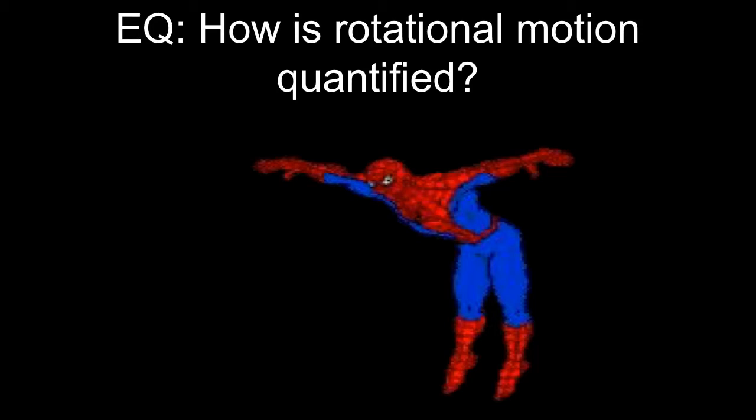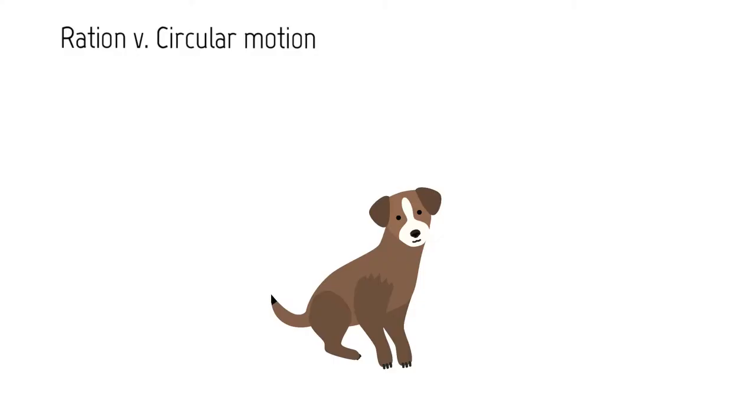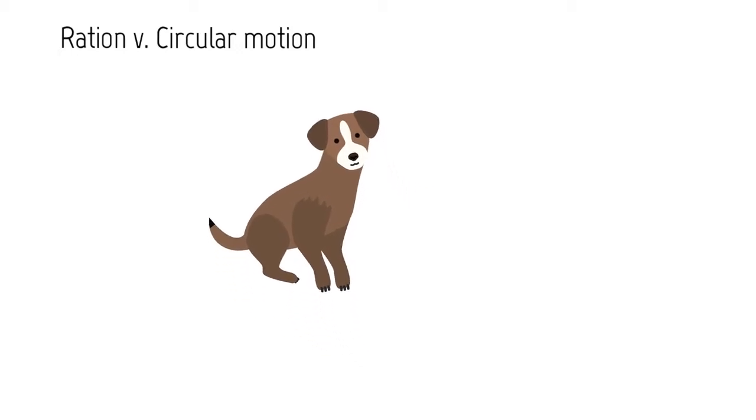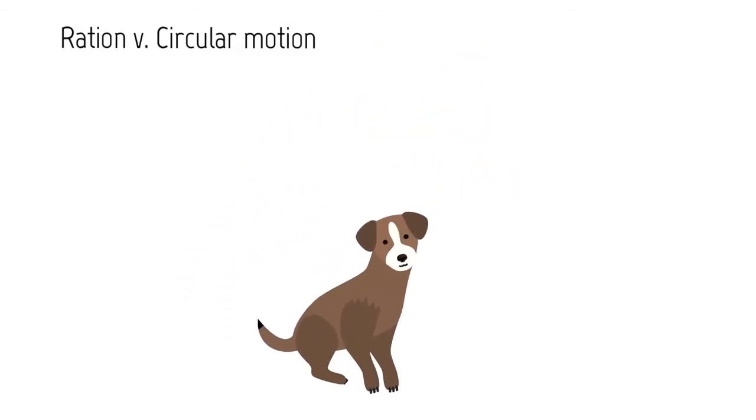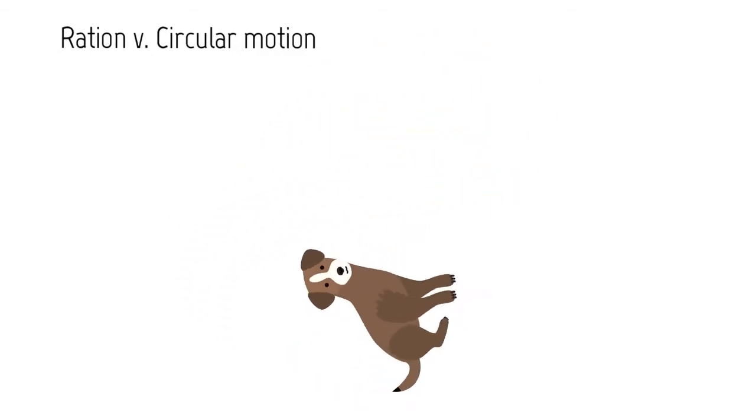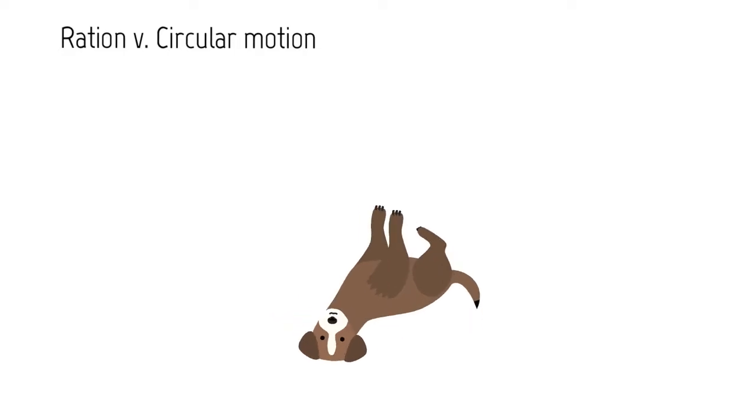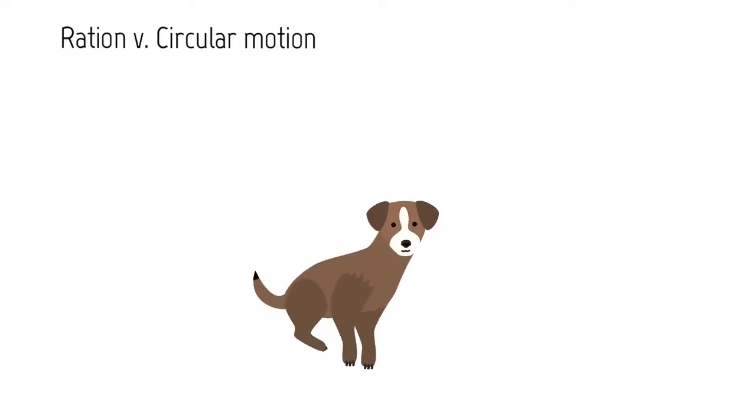Okay, so today we're going to talk about how rotational motion is quantified. So first we're going to talk about the difference between rotation and circular motion. For circular motion, the object itself travels in a circular path, whereas with rotation, the object spins around an axis inside itself, and it actually rotates.